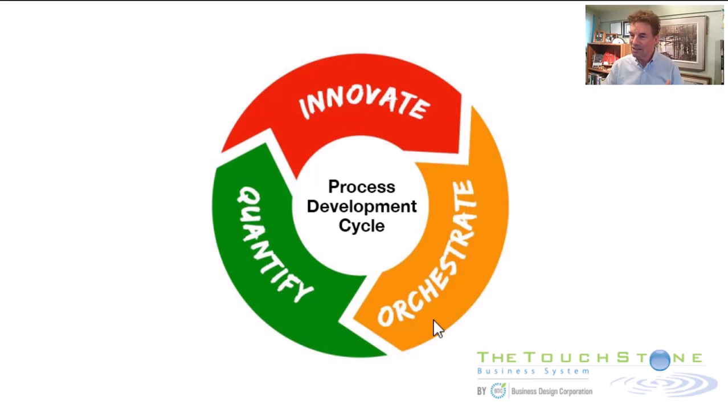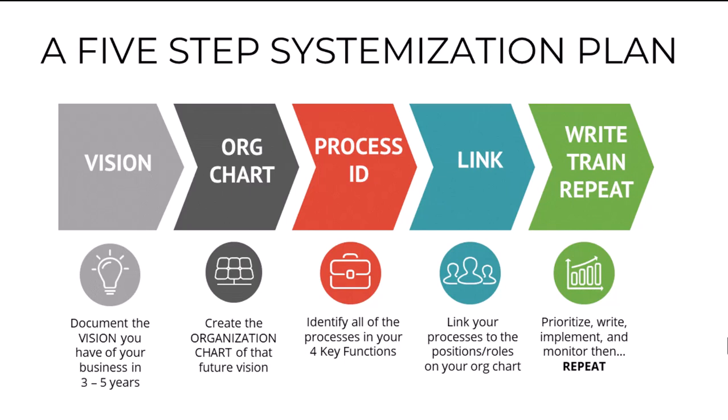But before you get to the process development cycle, you've got to create a process-dependent business. And a process-dependent business is pretty simple to create. There's a 5-step plan. It usually begins with vision, and a lot of people often say, what's vision got to do with process implementation? But vision has a lot to do with process implementation. You need a vision to know where you're going. It also helps you develop the organizational structure of that future vision, of that future department, say.